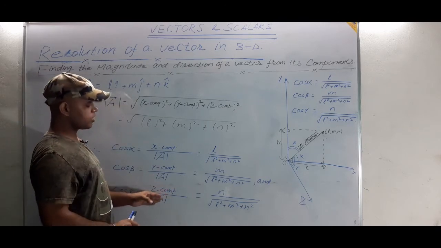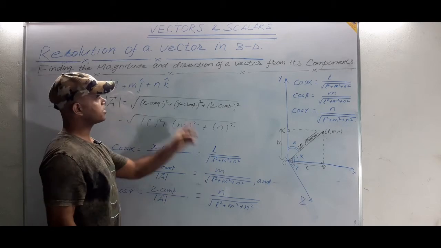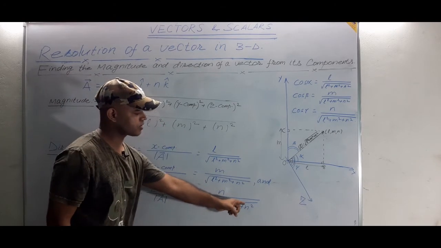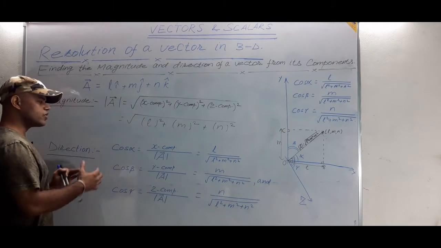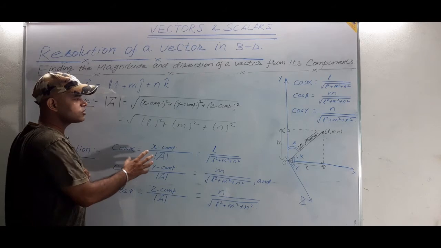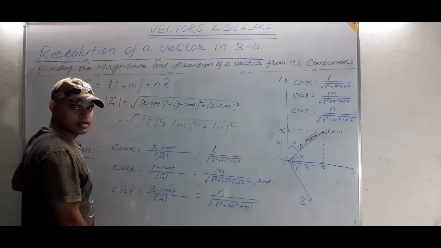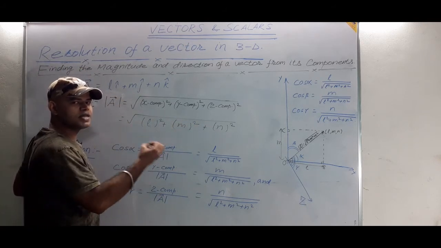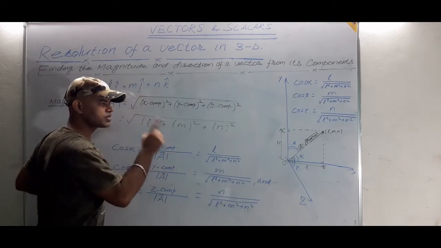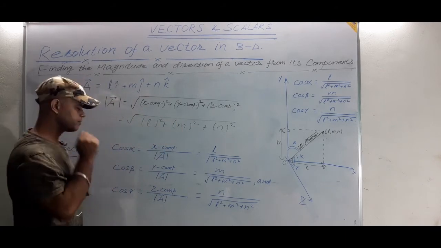So z component upon magnitude of the vector. The z component here is n, so n upon the magnitude of the vector, which is root of L square plus M square plus N square. So this is how you calculate cos alpha, cos beta and cos gamma. They talk about the direction of the vector, because if you can find alpha, beta and gamma, you can give a unique direction which corresponds to the vector, right?